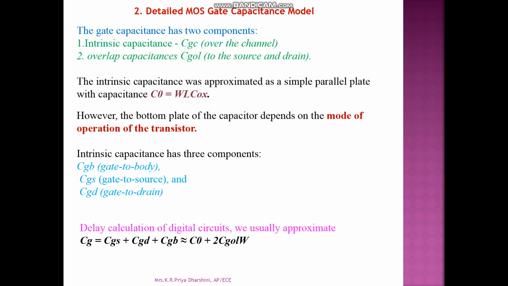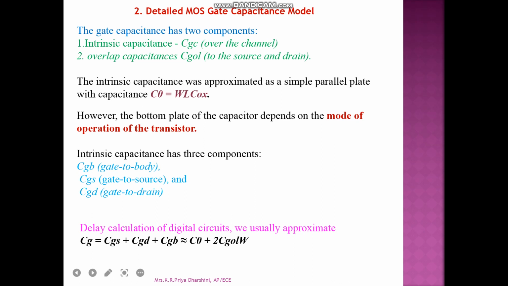Next is a detailed MOS capacitance model. The gate capacitance model has two components, that is the intrinsic capacitance and the overlap capacitance. Intrinsic capacitance is called CGC, which is over the channel, and overlap capacitance is called CGOL, which is between the gate and the source and drain. The intrinsic capacitance was approximated as a simple parallel plate capacitance with capacitance C naught, equal to W L C naught X.